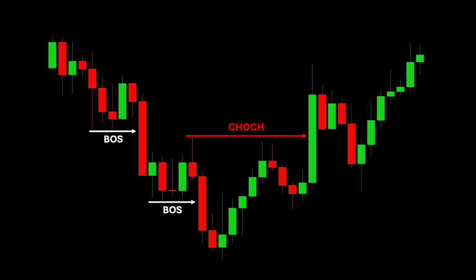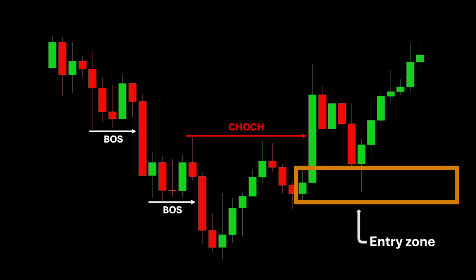When the change of character happens, we don't just note it and move on. We use it as a signal to start looking for an entry in the new direction. After a bullish change of character in a bearish trend, we go down to a lower time frame and look for confirmation. A small change of character on M15 inside a key zone, like an order block or fair value gap, that's our entry trigger. The change of character on the higher time frame gives the signal, the lower time frame gives the precise entry. This is the drill down method that we'll use throughout this entire series.